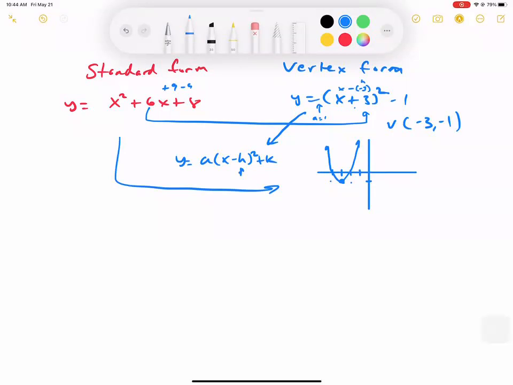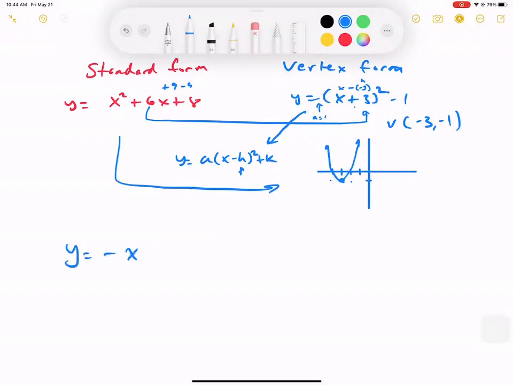Now, can we make this vertex form from any standard form equation? Answer is yes, but it gets harder. So let's review what happens when we have a negative there. We're going to inch our way up today from level 1 to level 3 problems. Let's see what happens if I gave you guys y is equal to negative x squared minus 6x minus 8 here. So I just spun the numbers around.